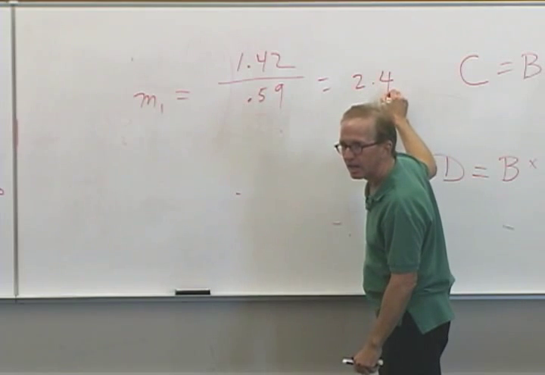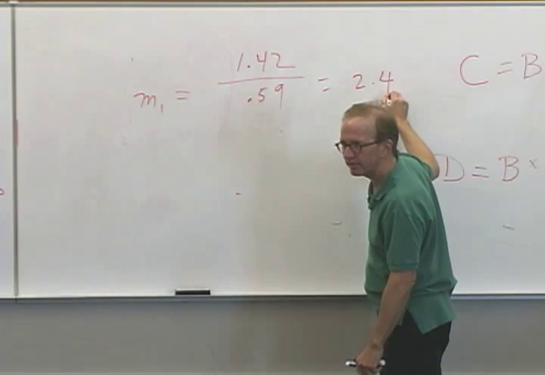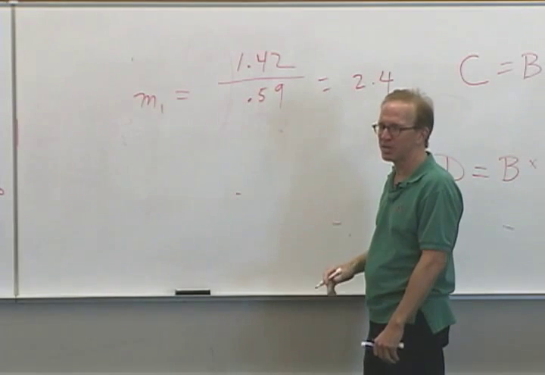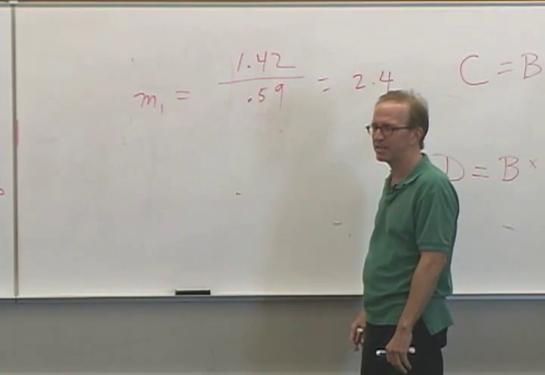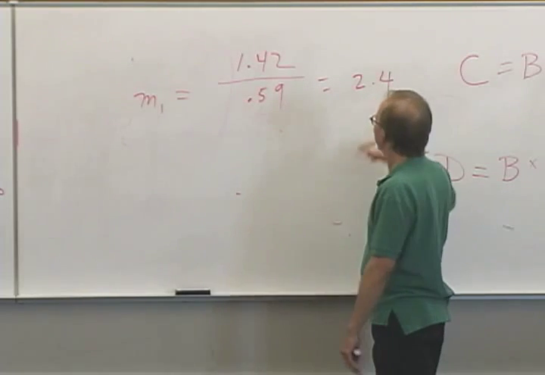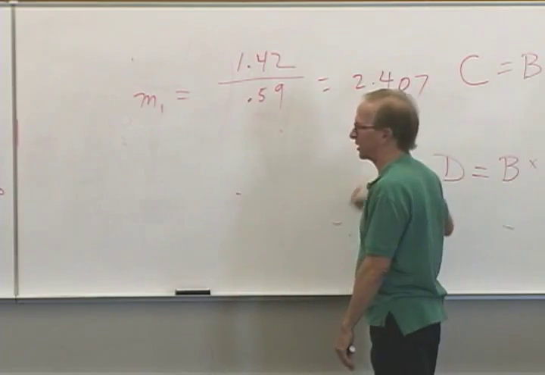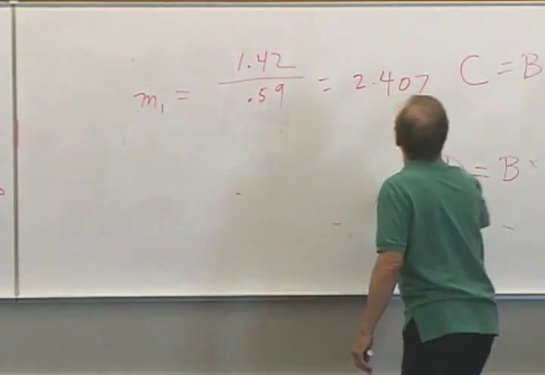2.4 what? 0.07. See, if everybody mumbles at the same time, it's like I'm going deaf. What? 2.4067. There. Thank you.